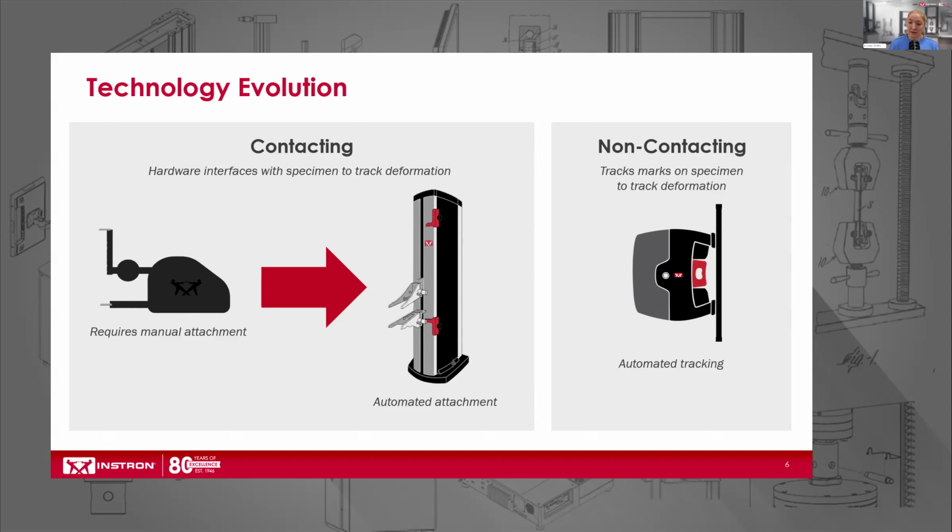Then on the right side of the slide, you'll see an example of non-contacting extensometry. The name itself, pretty explanatory. There is no physical contact with the specimen. The extensometer works by tracking marks on the specimen through space. Now we're going to get into the overviews of each of the specific types of extensometry from these two buckets. We're actually going to start with contacting and then work our way to non-contacting.